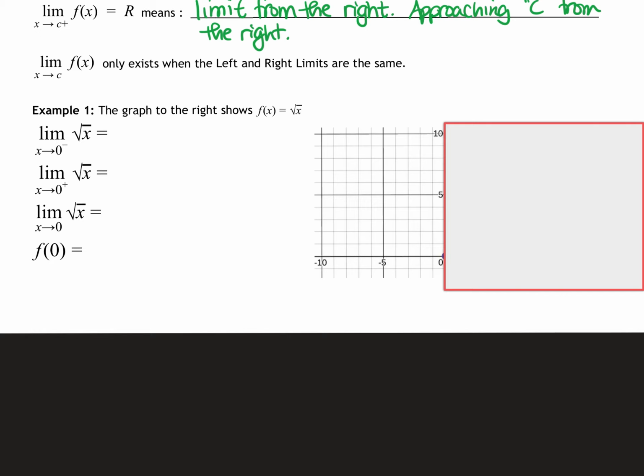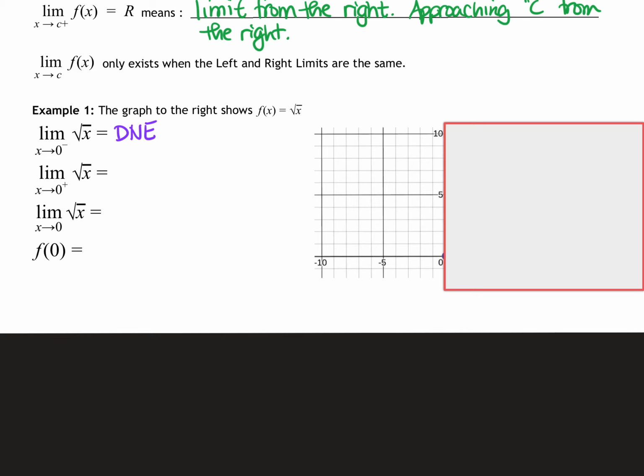So if I'm looking at as x approaches 0 from the left, well, looking at my graph, there's nothing here. I don't have any way of taking a guess or making an educated guess about what my output will be when my input is 0. So at this point, I would say that this limit does not exist. Okay, there's no way for me to tell what we're going to get when we have an input of 0.